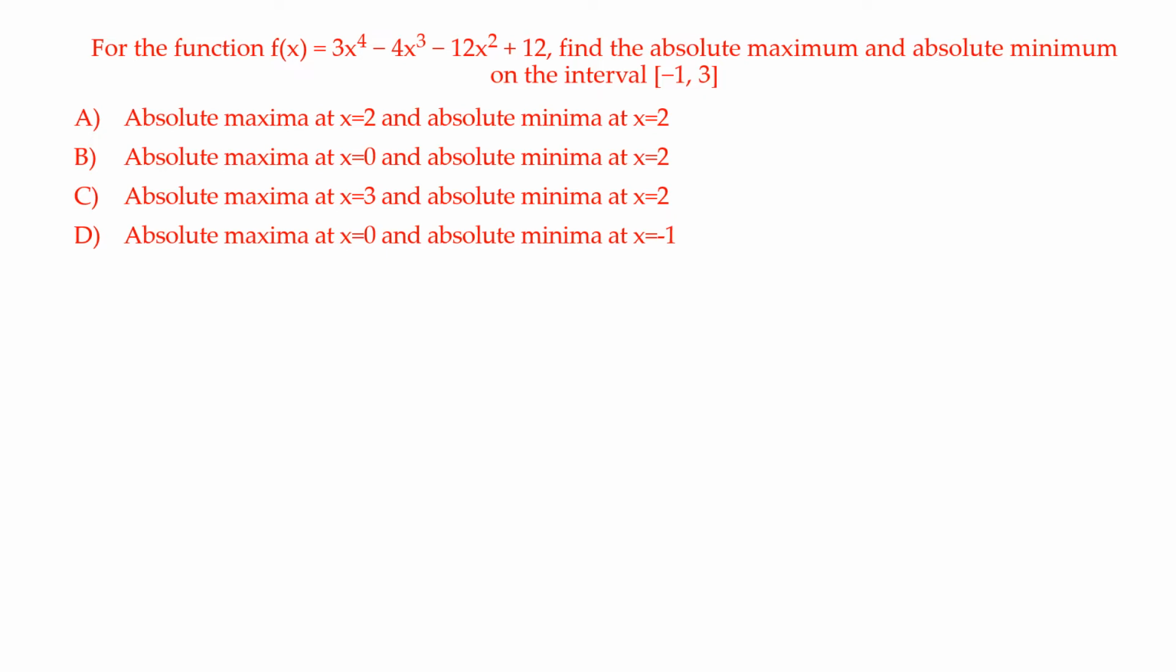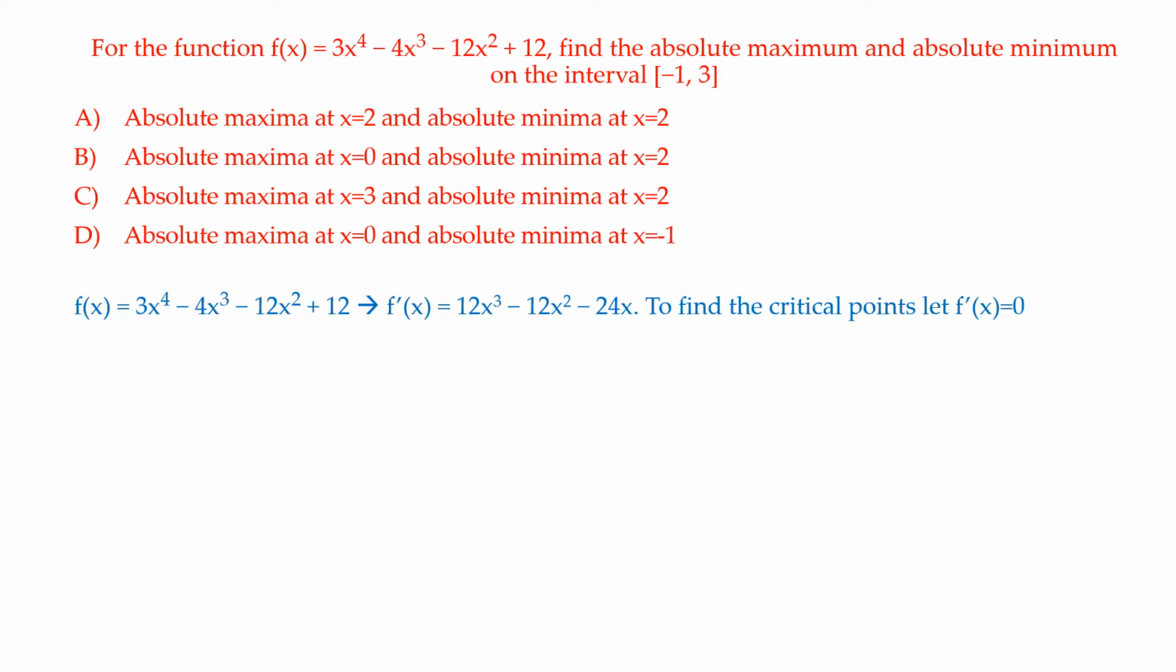For this question, we have the function f of x equal to 3x to the power 4 minus 4x to the power 3 minus 12x squared plus 12. We're supposed to find the absolute maximum and absolute minimum on the closed interval from -1 to 3. These are the possible answers and we'll be looking for the correct one among them.